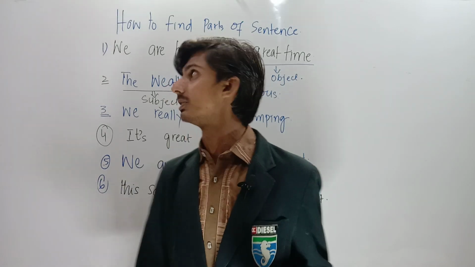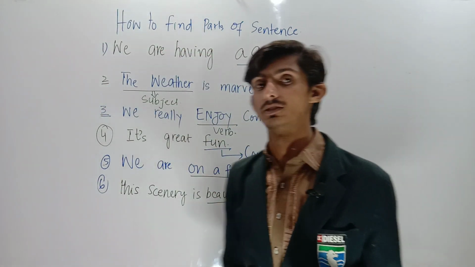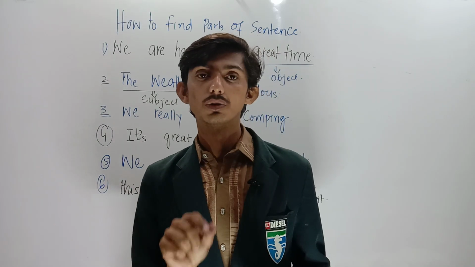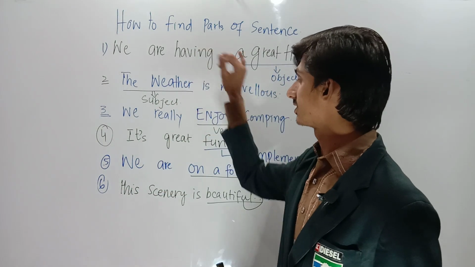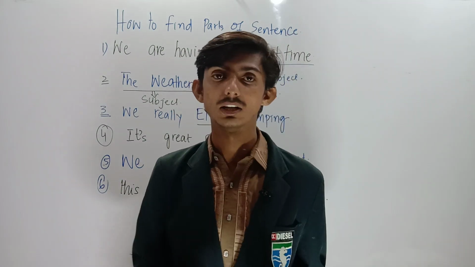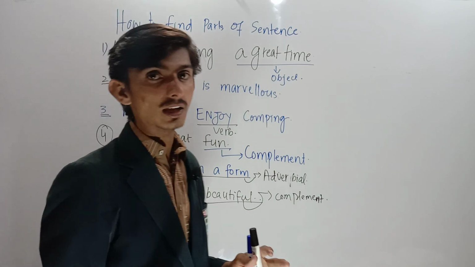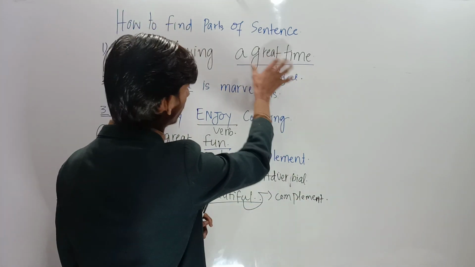So today my topic is about how to find the parts of a sentence. In Oxford Practice Grammar, I told you about this book. In this book, this is the exercise, and I am solving this exercise for you. So this is a sentence. These are the sentences, and it says find out the parts of the sentence.